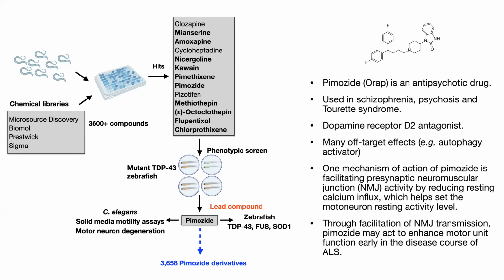Now, pimozide is an antipsychotic drug. It's been used in schizophrenia. It's been around for a long time. It's generally known as a dopamine receptor D2 antagonist. It does have many off-target effects. But one mechanism that we thought might be of interest to us is that it may be acting to facilitate transmission across the neuromuscular junction. And this is what has emerged as a theme in all of our ALS models, that perhaps what's going wrong here is that the function at the neuromuscular junction is disrupted, and maybe this is relevant to ALS.